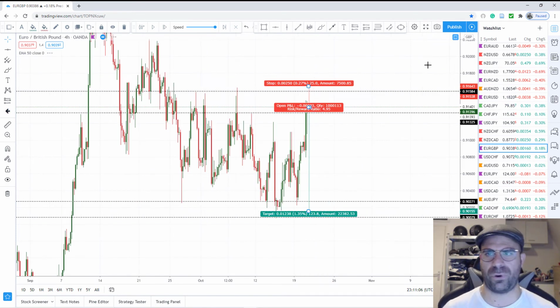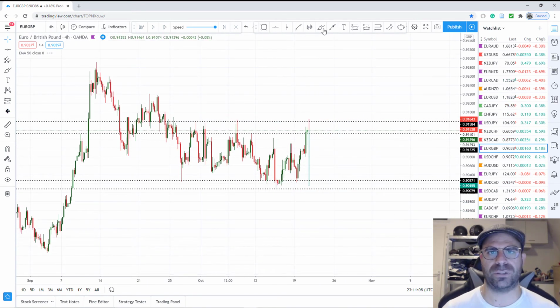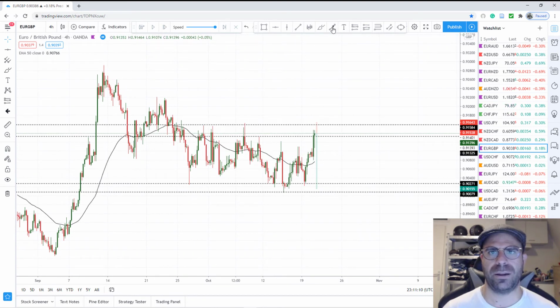Down here, you can go to the 4-hour chart. And since it did not respect this previous area, which is right here, I suppose that this area is not going to be significant.